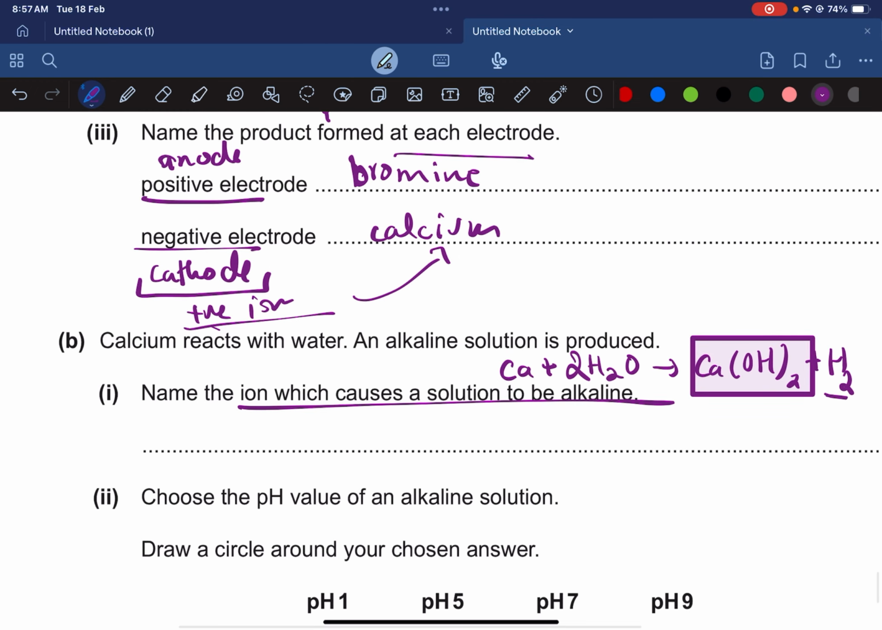So name the ion which causes a solution to be alkaline, so it's going to be hydroxide ion. Don't write calcium hydroxide, because we have to name the ion which causes the solution to be alkaline. It's not the calcium ion, it's only the hydroxide ion.